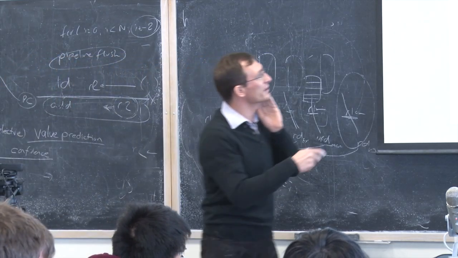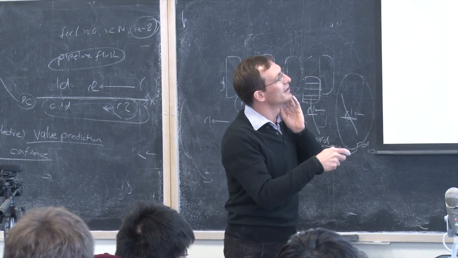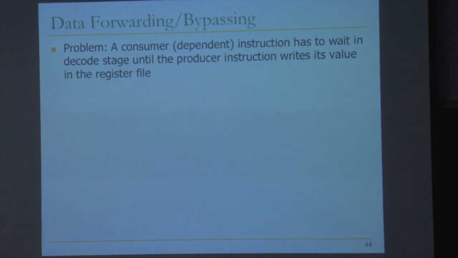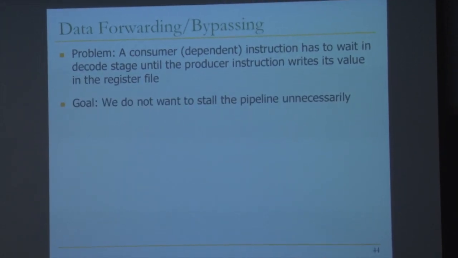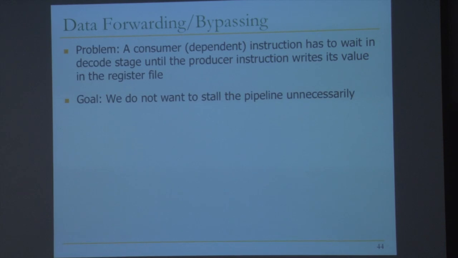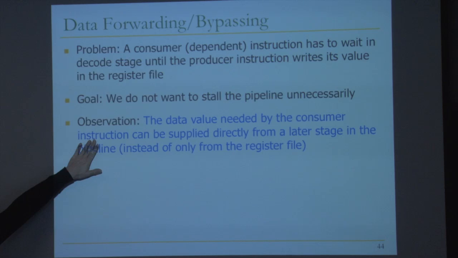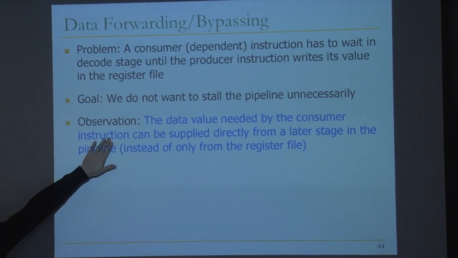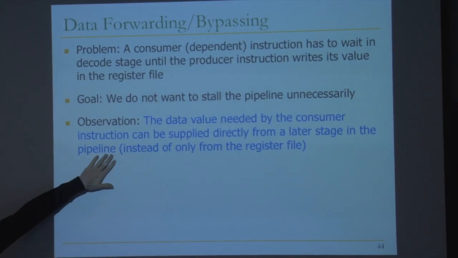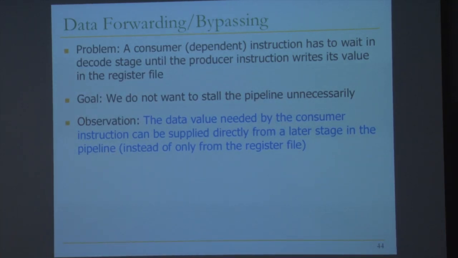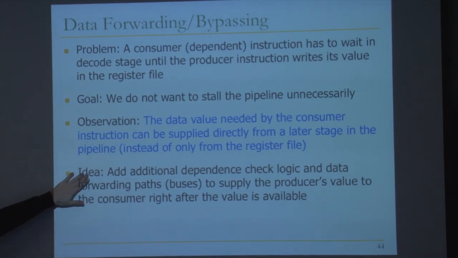Okay, so data forwarding and bypassing. If you have a consumer instruction, it has to wait in the decode stage until the producer instruction writes its value in the register file. That's the problem if you do just stalling. But we do not want to stall the pipeline unnecessarily. The observation I've already told you is that the data value needed by the consumer instruction can be supplied directly from a later stage in the pipeline instead of from the register file. Whenever the value is available, supply it, and don't make the dependent instructions stall unnecessarily. That's the idea.